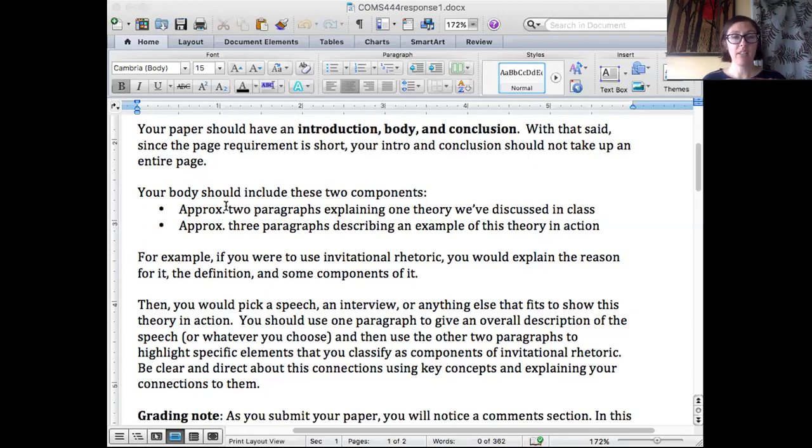And then for the 3 paragraphs, you might use one of those paragraphs to actually describe the example that you're then going to connect to the theory. I'm not going to be picky if there's more than 2 paragraphs in that first section or more than 3 paragraphs in the second, but what I am going to be picky about is I want you to make sure that you're spending more time on the example section than the plain theory section. So please just take note of that. That's what I'll be looking for.